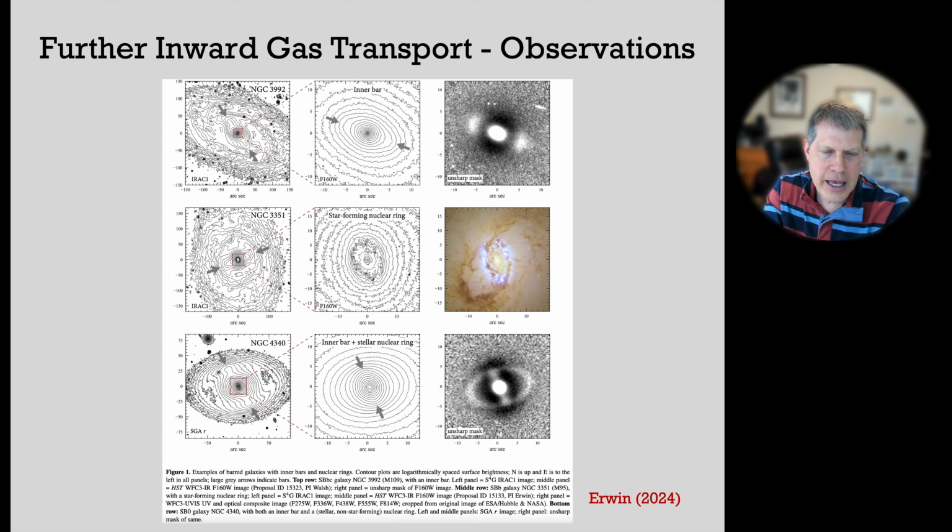And here's another nice example where, again, in these isophotes, you can see an inner bar and a stellar nuclear ring in this case. And they are revealed very nicely in this unsharp masked image here. So these are examples of direct imaging of these inner bars or nuclear bars.